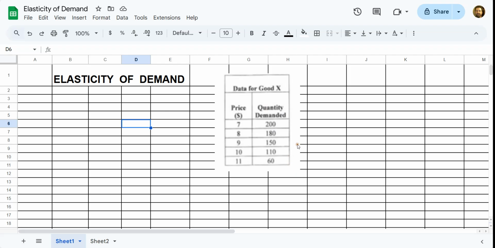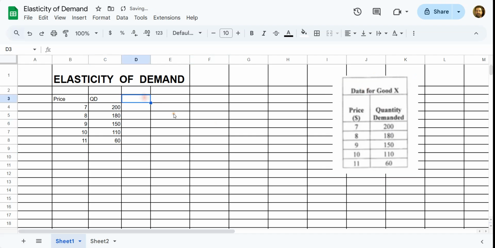Now let's calculate the price elasticity of demand for each of these. You can build your own spreadsheet this way too. We're using Google Sheets for this, but you can use any other spreadsheet program if you want. I'm going to type in all of the numbers from this table for good X. I'll call this QD, because that's quantity demanded. The prices are 7, 8, 9, 10, and 11, and the quantities are 200, 180, 150, 110, and 60. Okay, now I've got that.